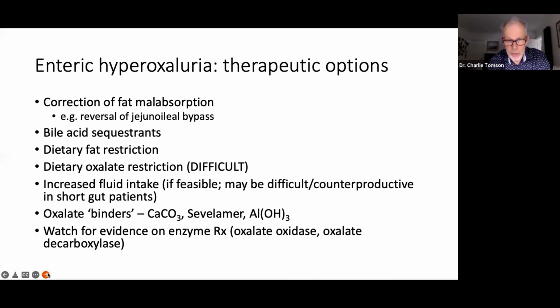In theory, calcium carbonate, sevelamer and aluminium hydroxide will all bind oxalate in the colonic lumen, and I've used them in clinical practice with some success, but without any clinical trial evidence. Nobody's done a trial on this. And there is going to be new availability of enzyme treatments that effectively allow oxalate oxidase or oxalate decarboxylase to be released in the colon and to destroy the oxalate before it is absorbed.